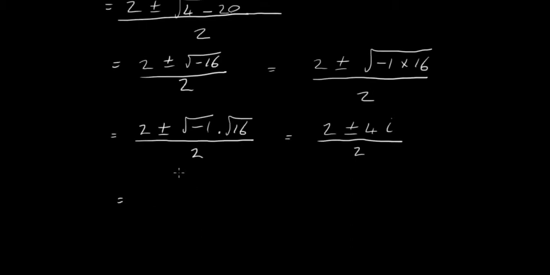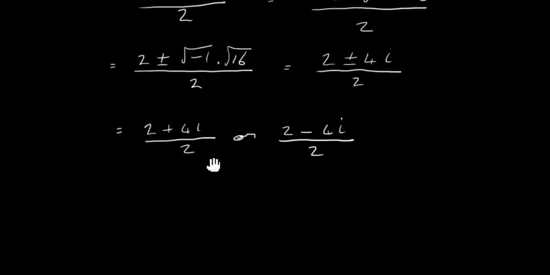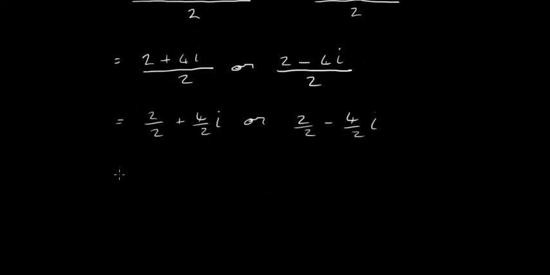Moving that on again over here, I'll split it up first. So it's 2 plus 4i over 2, or 2 minus 4i over 2. If I work those out, I can take the 2 over 2 plus 4 over 2 i, or 2 over 2 minus 4 over 2 i, and that'll give me 1 plus 2i, or 1 minus 2i. So these are my two solutions here.